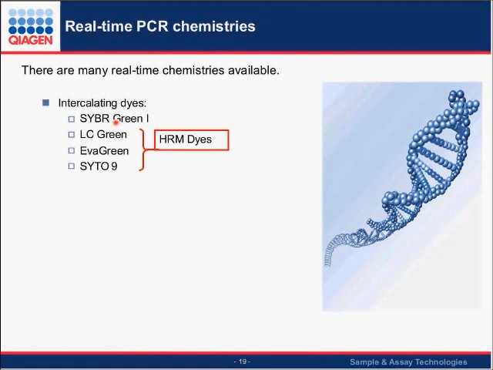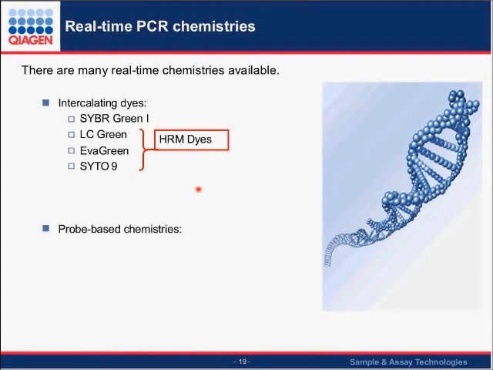SYBR Green is probably the most widely used of the intercalating dyes. High-resolution melt, which is not a topic of the seminar, is a way of learning a little bit more about your DNA. There are some HRM dyes that are also intercalating, and they go by names like LC Green, EvaGreen, SYTO 9, and so on. But those are the intercalating dyes.